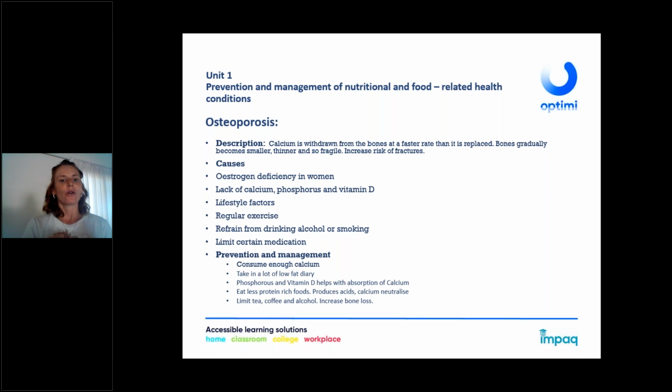Okay, so what causes osteoporosis? Sometimes the estrogen deficiency in women causes calcium to be drawn out of the bones, and that causes the bones then to become very fragile. A lack of calcium, phosphorus, and vitamin D also makes osteoporosis happen. So if you don't take enough vitamin D and phosphorus, then it cannot absorb the calcium that you're also taking. Or I can't remember if it's the other way around. I can't remember now. Okay.